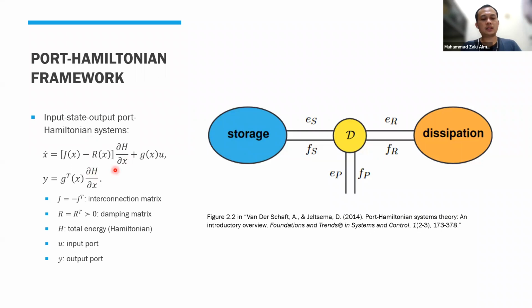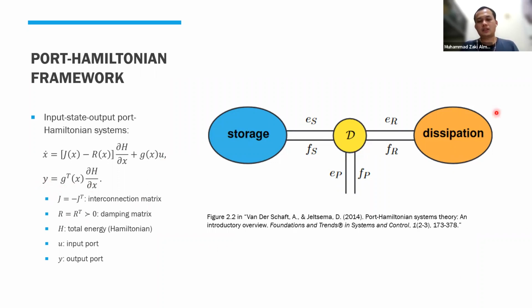And in the Port-Hamiltonian framework, we have the damping coefficient or the damping matrix. That is the matrix R, which is symmetric and positive definite. And then of course, we have the total energy or the Hamiltonian. And U and Y are the external ports, U being the input port and Y the output port.